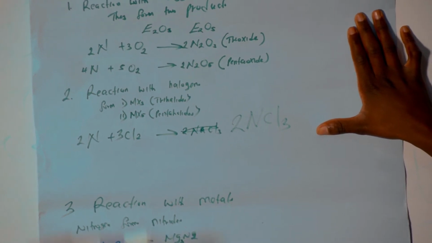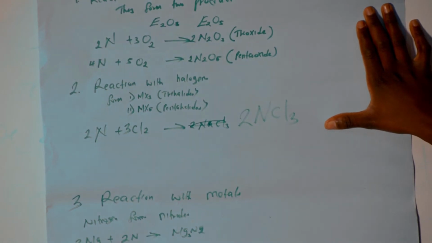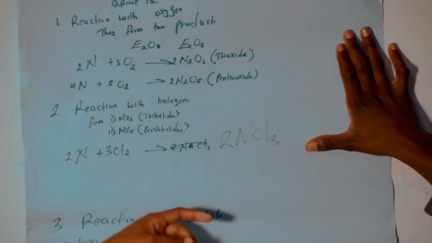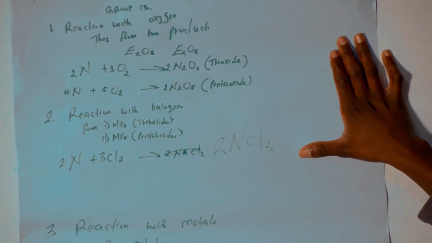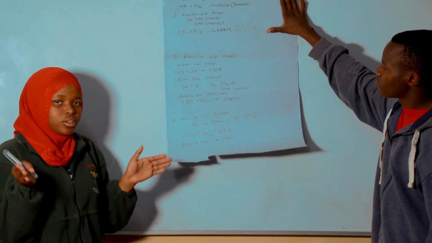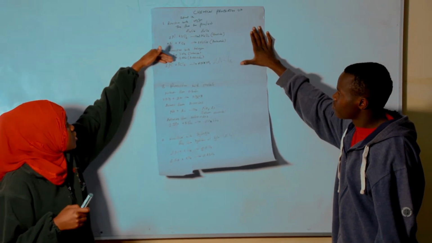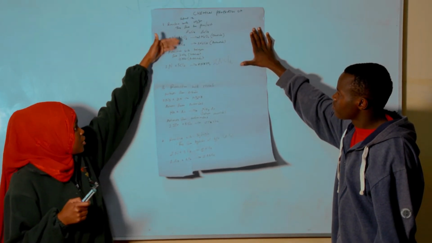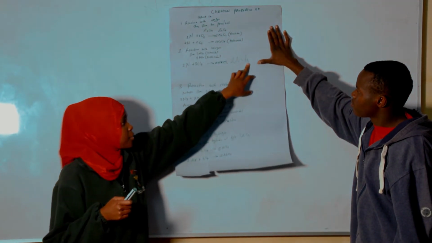The other reaction is the reaction with halogens. There are also two products formed here: a trihalide and a pentahalide. This is the trend for all the group 15 elements. An example is nitrogen reacting with chlorine, a halogen, to give nitrogen chloride.